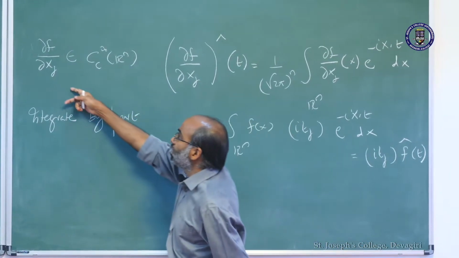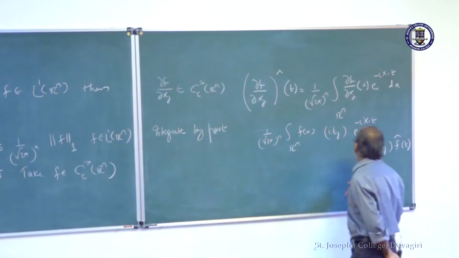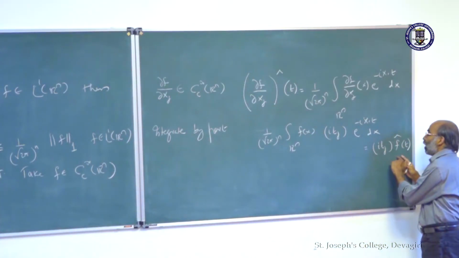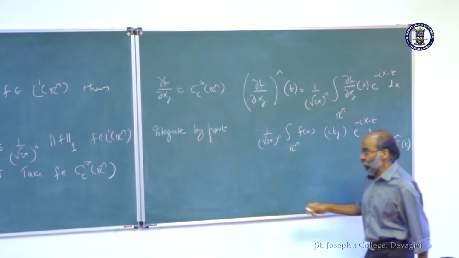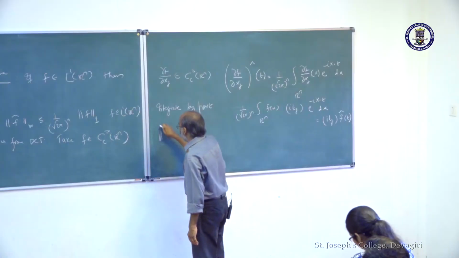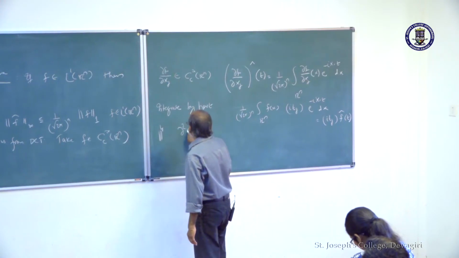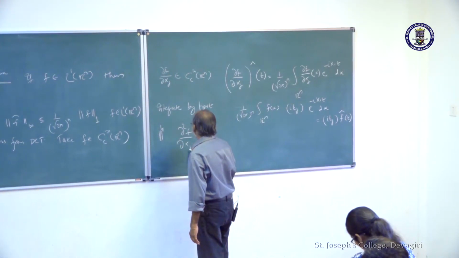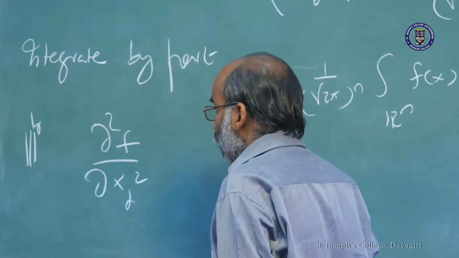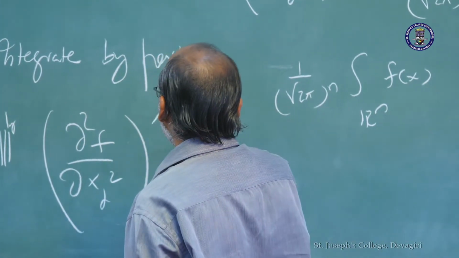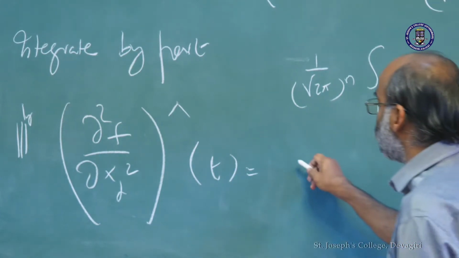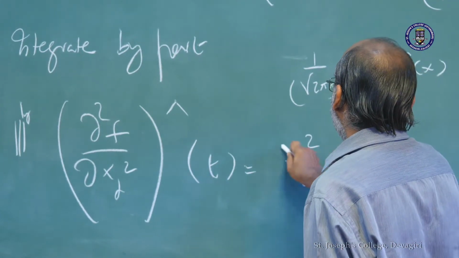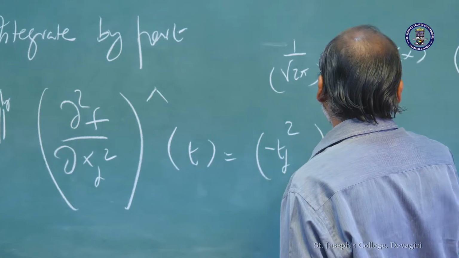Right. The second derivative is also a C_c infinity function, and I will multiply f hat by i t_j once more. That is what will happen. So, a similar computation will tell you, if I look at d square by dx_j square and I take the Fourier transform at t, this is going to be (i t_j) square. So, that is minus t_j square times f hat t.